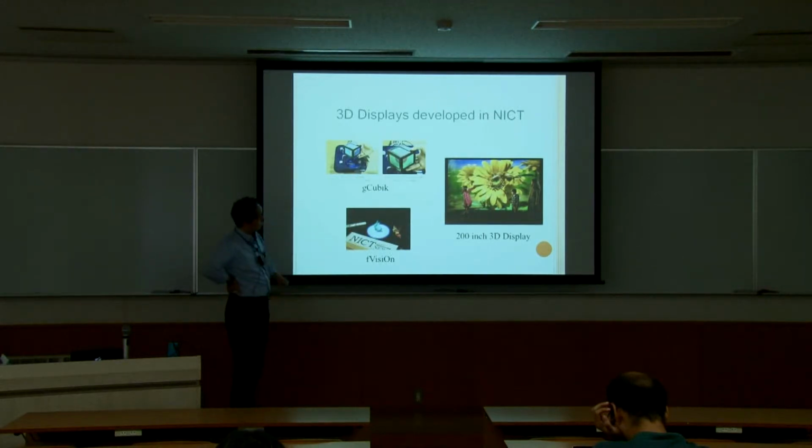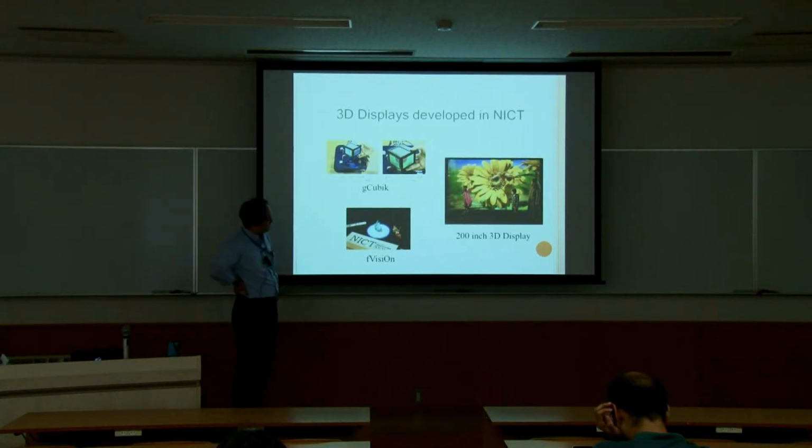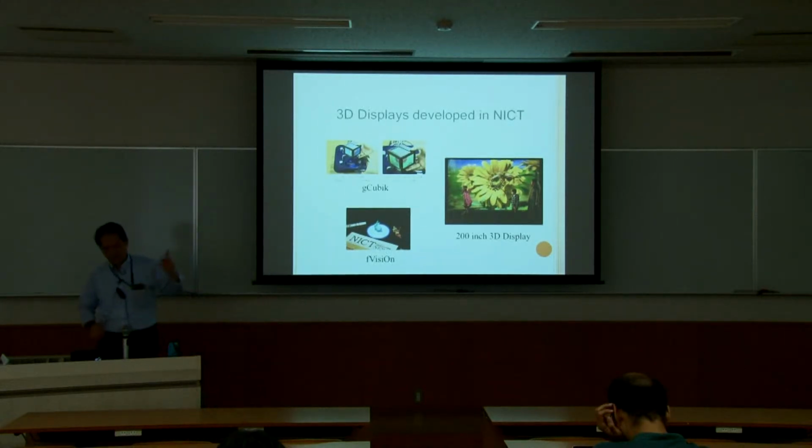This is F-Vision. And this is a 200-inch 3D display, a very big one. So they used 200 projectors, and a very large Fresnel lens and a lenticular lens, and displayed 200 view images. So this is very impressive. And this was exhibited in the Osaka station. So now it's disappeared because of budget, but a very interesting one.